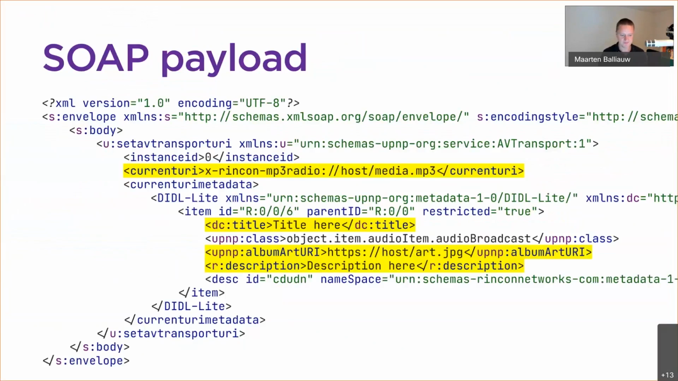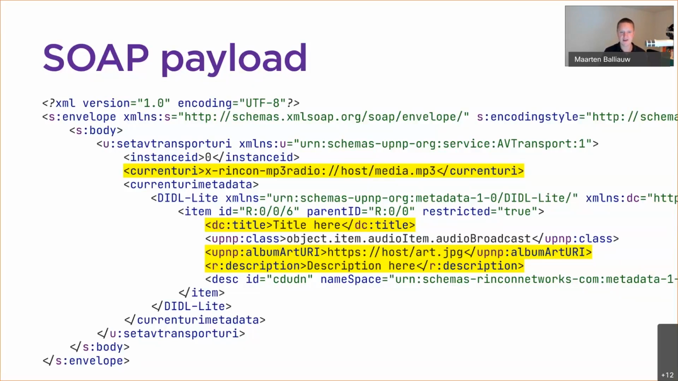A bunch of SOAP with a SetAVTransportURI method that is being called. It's passing the current URI for the file that I want to play. It's not HTTP, it's not HTTPS, it's this custom scheme that says x-rincon-mp3radio with the file that is on some host. I can also pass in the title, I can pass in the JPEG URL to get the art in the actual Sonos application as well. And I can even pass a description of the video. So this is cool. And it gave me some ideas to try.